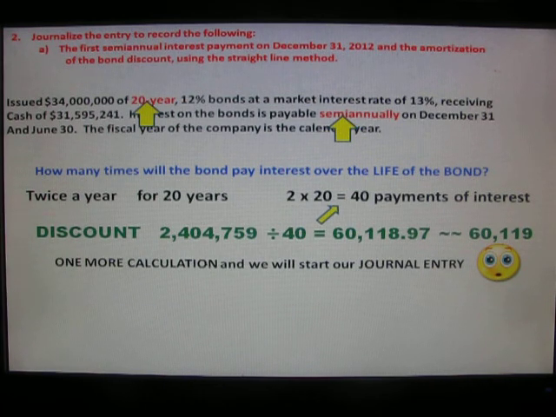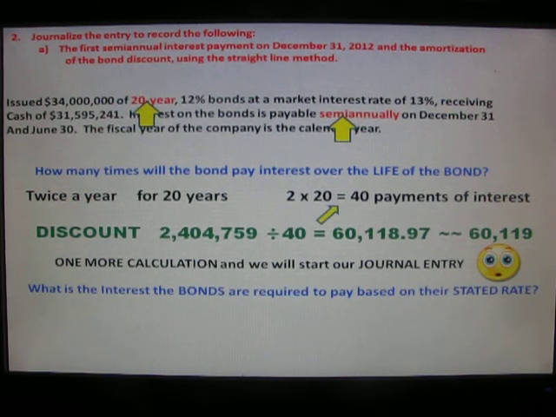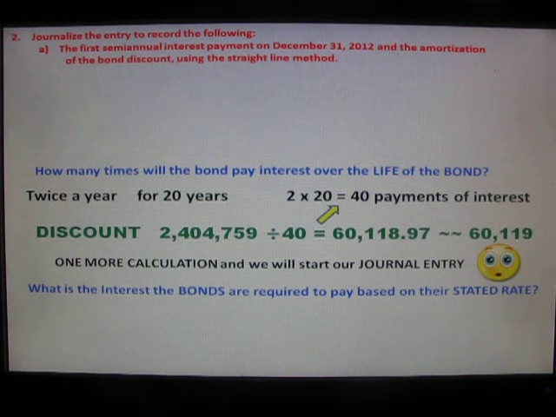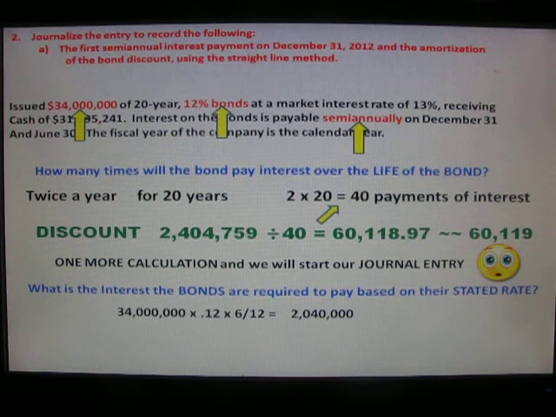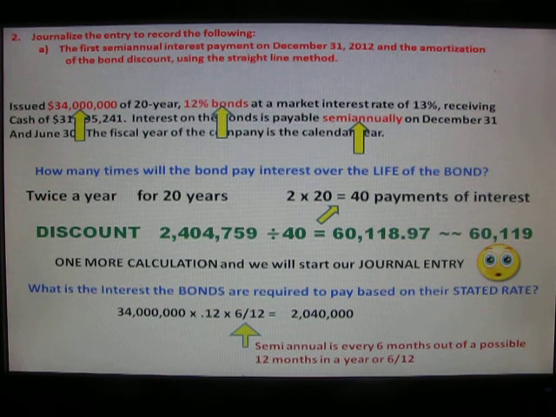Okay, one more calculation and then we'll get to our journal entry. Okay, what is the interest the bonds are required to pay based on their stated rate? Go back up and look. The stated rate says the bond should pay 12%. So we're going to take the face value of the bond times the stated 12% times they're paying it every 6 months out of 12. Okay, remember you use 6/12 there.